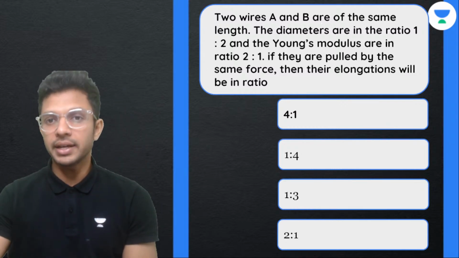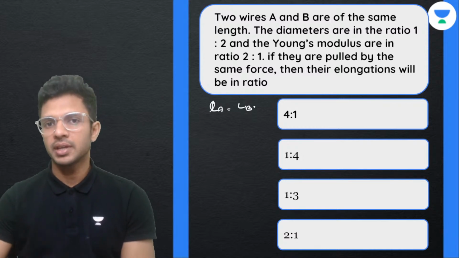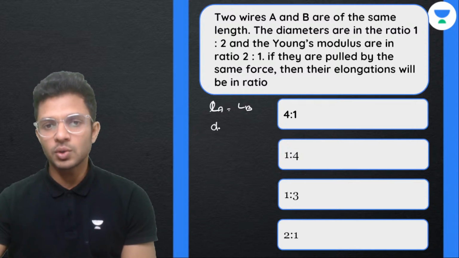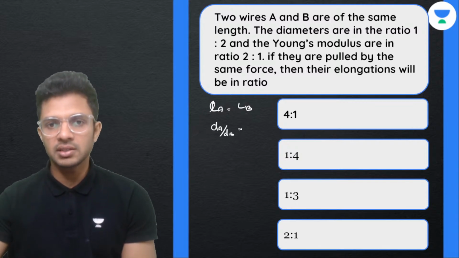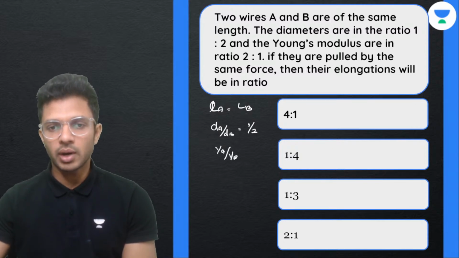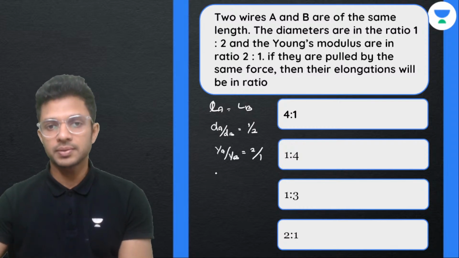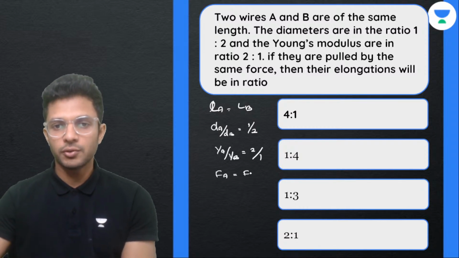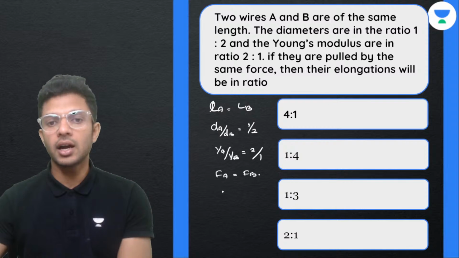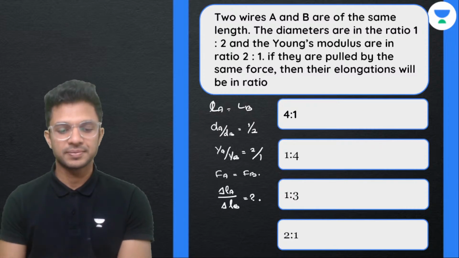So we have two wires are of same length. Length of A and length of B. वो तो same है. The diameters are in the ratio dA by dB is equal to 1 by 2. The Young's modulus YA by YB are in the ratio 2 by 1. If they are pulled by the same force, force on A, force on B, same है, their elongations will be in the ratio delta L of A by delta L of B question.